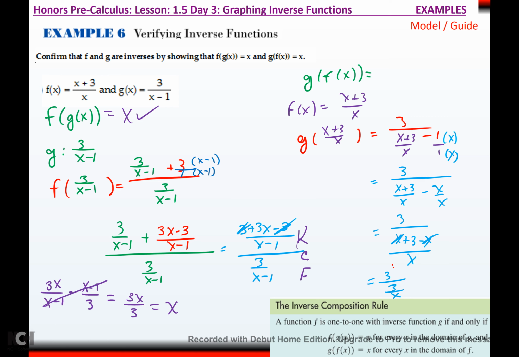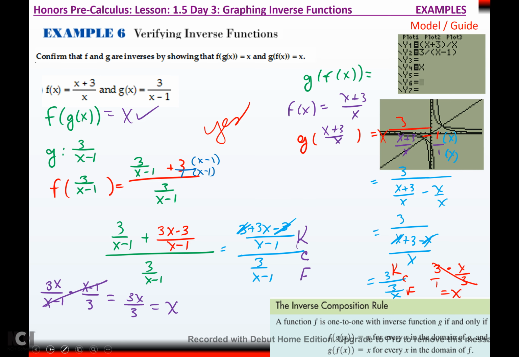Now I can finally keep, change, flip. So keep the 3, change to times, flip the fraction. The 3's cancel. I get x, which is the identity, which means yes, these are inverses. Okay? And you can tell by the picture. See how the graphs intersect where they intersect on the line? Pretty cool.